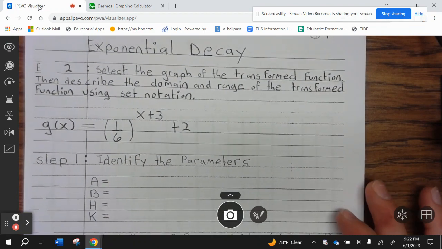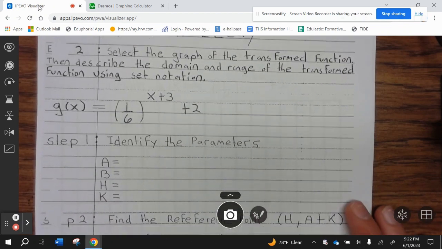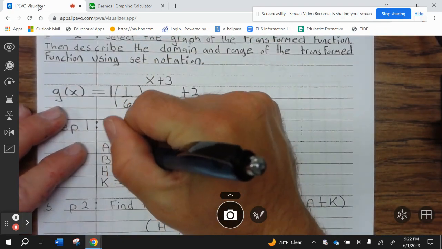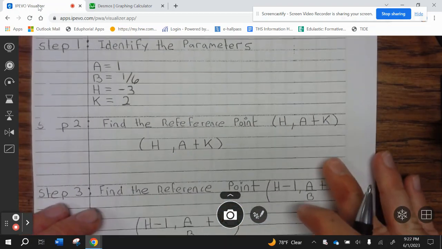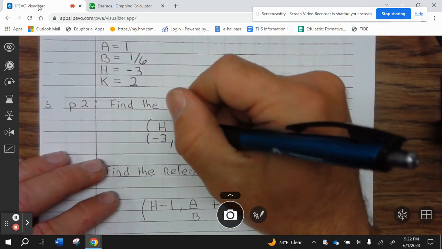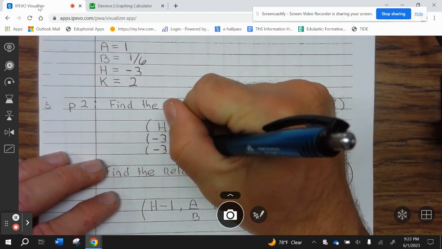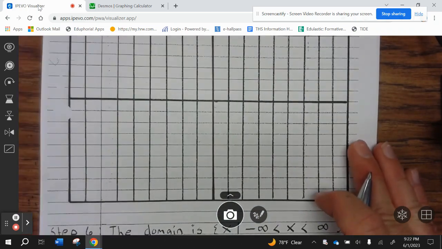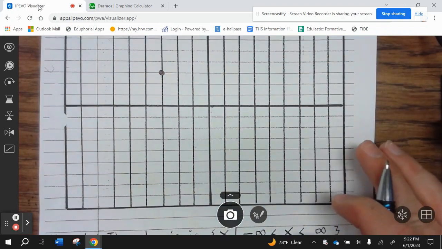Example 2. Select the graph of the transform function, then describe the domain and range of the transform function using set notation. All right. So identify a. A is 1. B is 1 divided by 6. H is -3. K is 2. Okay, so find a reference point. So h is -3, a is 1 plus 2. So our point is -3 comma 3. Okay, let's go ahead and graph that point. Okay, so -3, 1, 2, 3, 1, 2, 3. Okay.